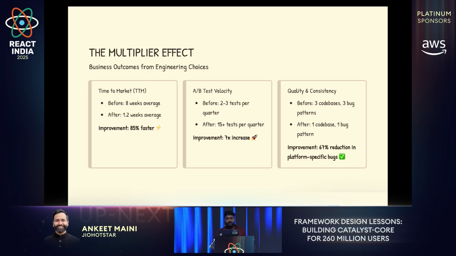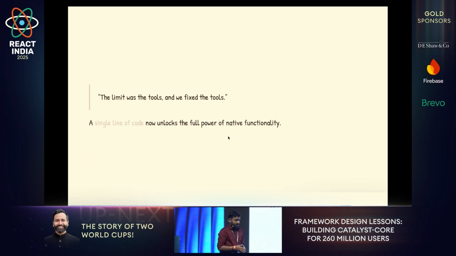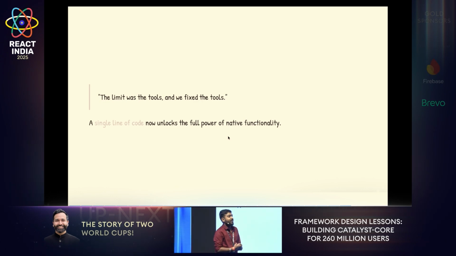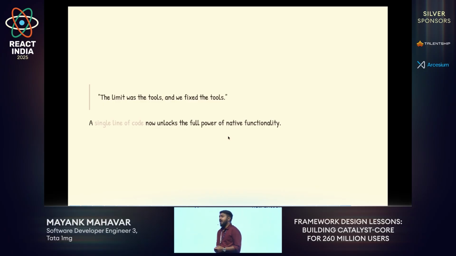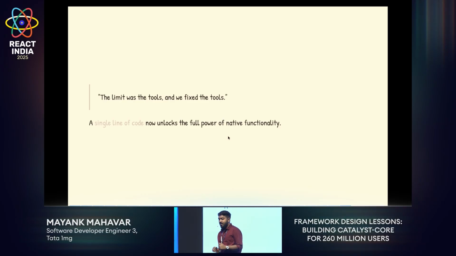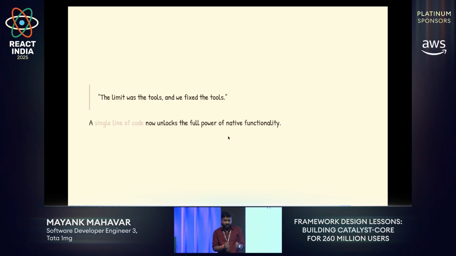With this, I want to say that till now the limit was the tool. What we were building, we would never think it would not go to certain platforms. And the tool was stopping us from breaking free. So we went ahead and fixed the tool. You use it, and a single line of code allows you to build powerful native functionalities to make sure that you bring those beautiful experiences to all the platforms, right?